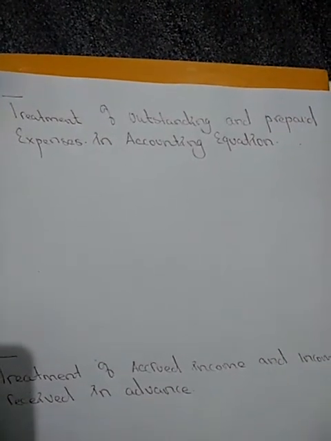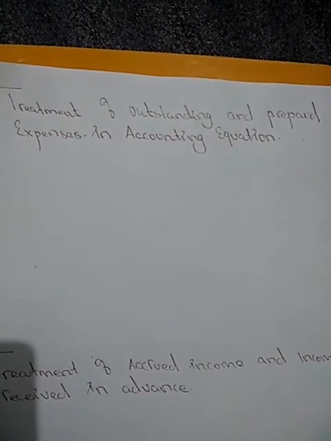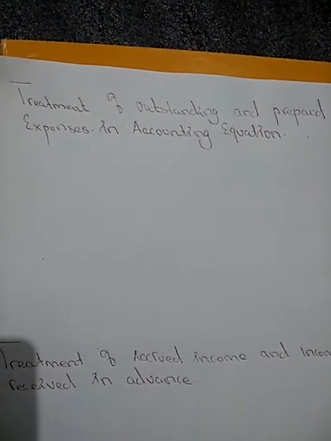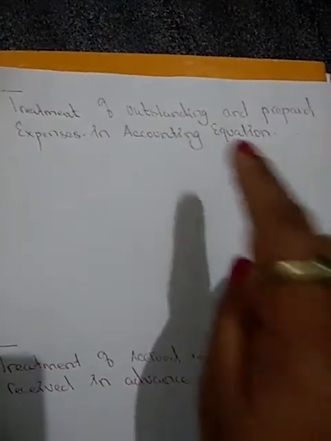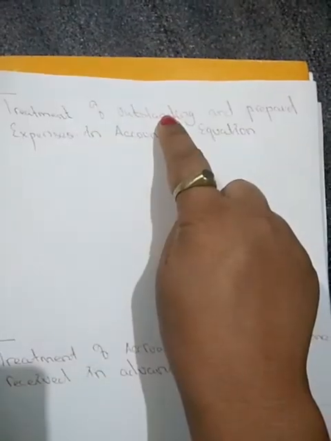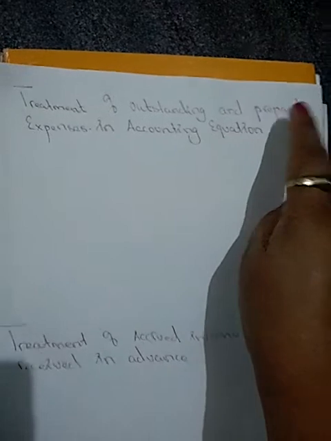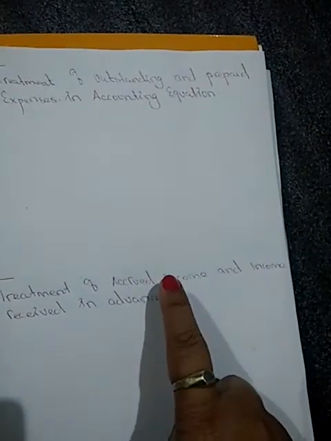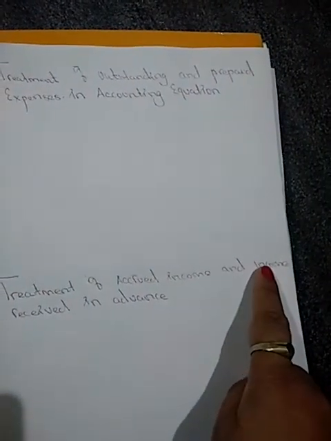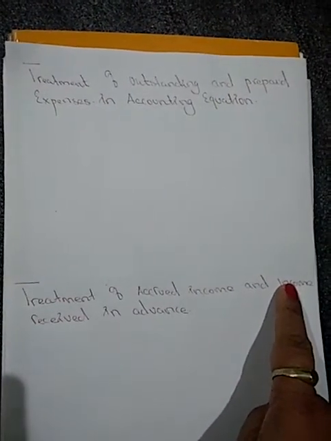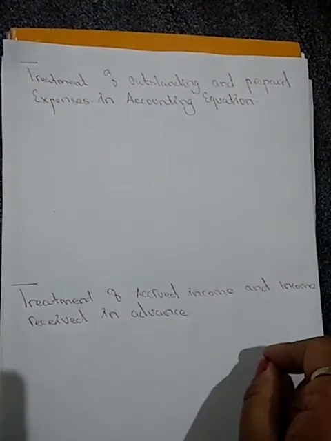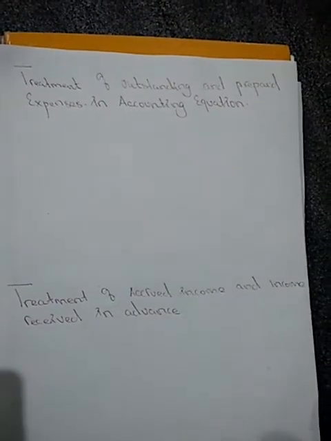Dear students, we are still in accounting equation. So basically in this class we are going to learn about outstanding expenses, prepaid expenses, accrued income and income received in advance. And I'm going to teach you how this is treated in accounting equation. So let me start with outstanding expenses.